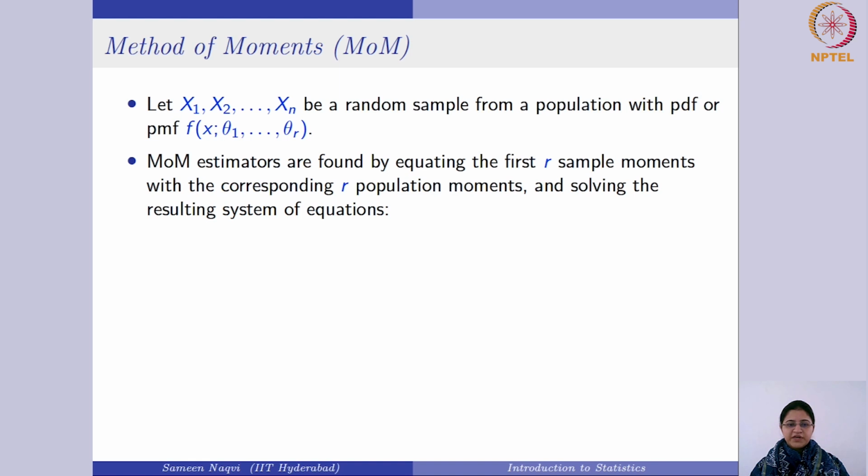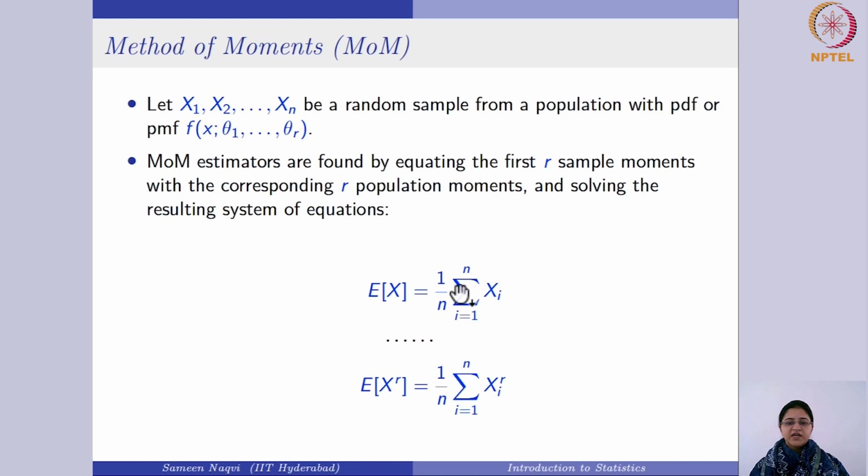Now, method of moment estimators are found by equating the first r sample moments with the corresponding r population moments. Depending upon the number of parameters, if there is only one parameter, you would equate the first sample moment with the first population moment and solve the resulting equation. Otherwise, if there are 2 parameters, you would need 2 equations. So you need the first and the second sample moments, and the corresponding 2 population moments, and then you solve them.